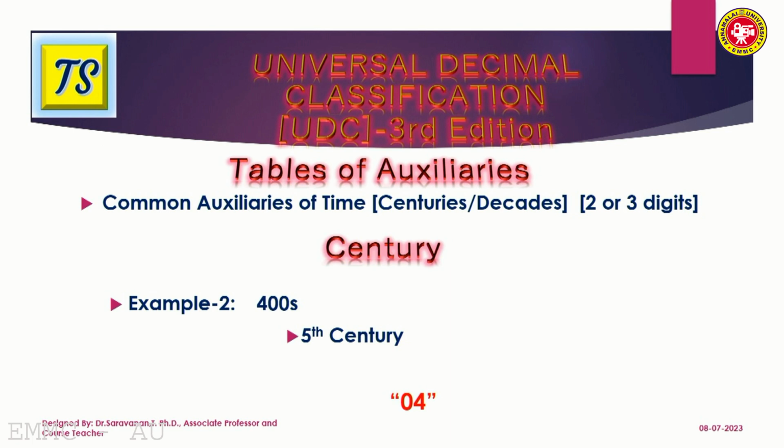Second example, 5th century, that means 400 years completed. We are in the 5th century. It should be transferred into 0, 4, and it should be placed within double quotes.